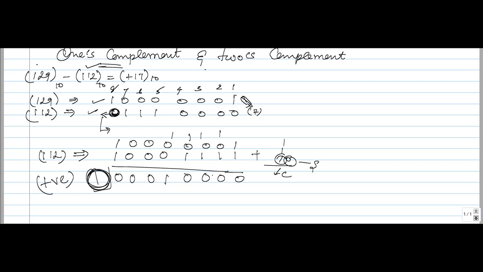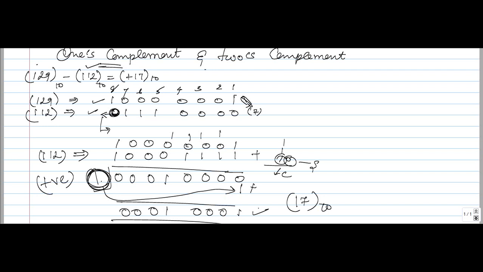When you have a carry 1 in 1's complement, it means you have a positive number. The result is positive. So if the result is positive, what you are going to do is add this 1 to your least significant bit. This 1 is added over here. So now what result will you get? 1 0 0 0 1 0 0 0.